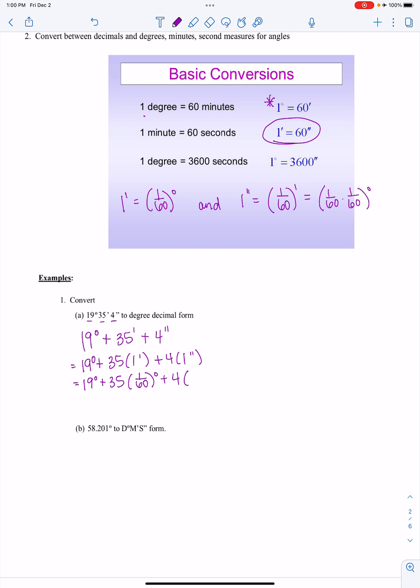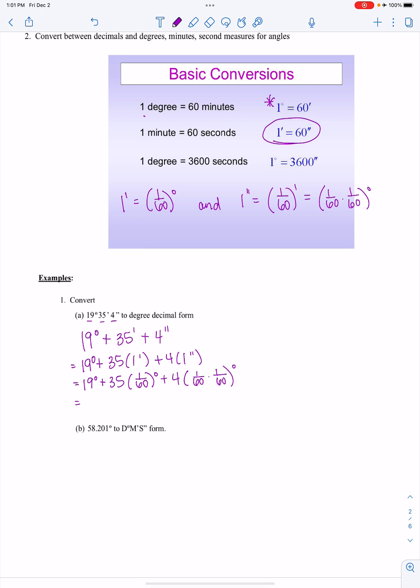And if you think about your value system, so if we look at our system of ones, tens, hundreds, we know that as we get smaller and smaller, we're dividing it by another 10 and dividing it by another 10. So in this case, we are dividing it by another 60 and dividing it by another 60. So we're working in almost this base 60 system. Okay, so back to our problem. We had 19 degrees plus 35 times 1/60th of a degree, which represents our minutes, and 4 times 1/60th times 1/60th of a degree, which represents our seconds.